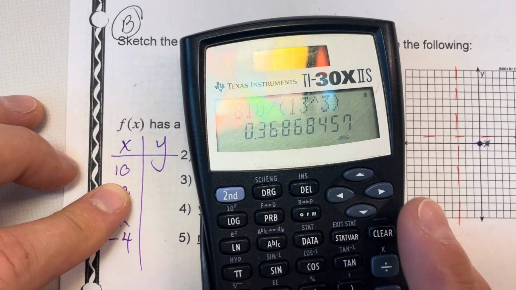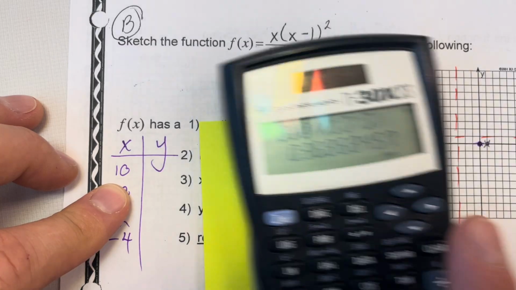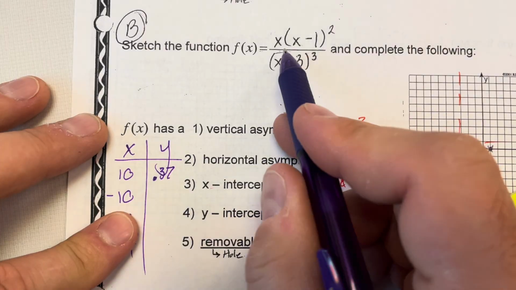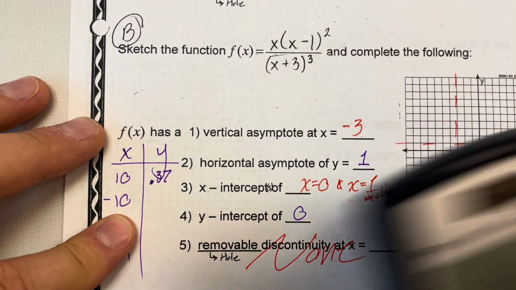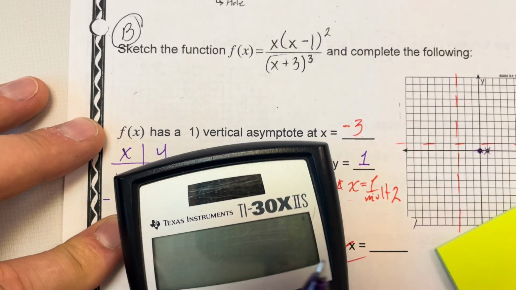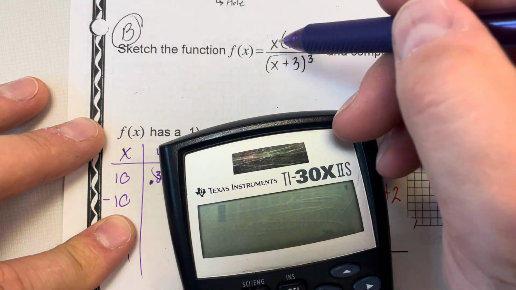But we get that 0.37. So we get 0.37. Let's do the same thing, but with a -10. So up top, we're going to have -10 minus 1, which is -11, and we're going to square that. That's 121 times another -10.